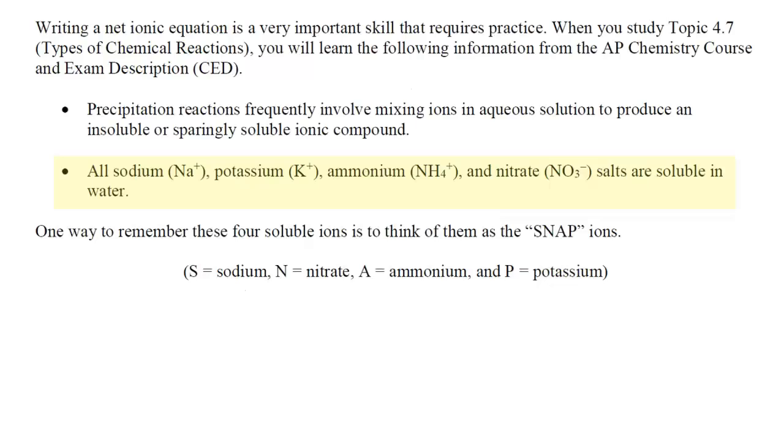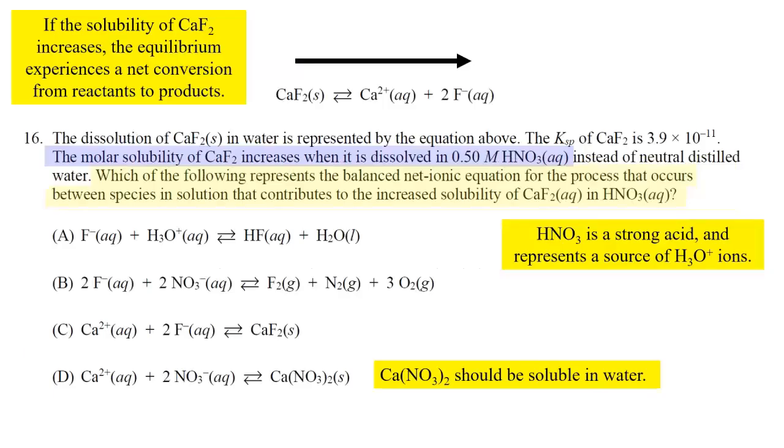Now, I'm going to start with choice D. And the reason why is because of something we had learned back in Unit 4. These are the soluble ions, the soluble SNAP ions: sodium, nitrate, ammonium, and potassium. So take a look at choice D. It shows that calcium would combine with nitrate ions to produce solid calcium nitrate. But that's not consistent with the fact that nitrate is one of those soluble SNAP ions. So calcium nitrate would not be a precipitate. Calcium nitrate should be soluble in water, so I can eliminate choice D. That equation to produce a precipitate of calcium nitrate is incorrect.